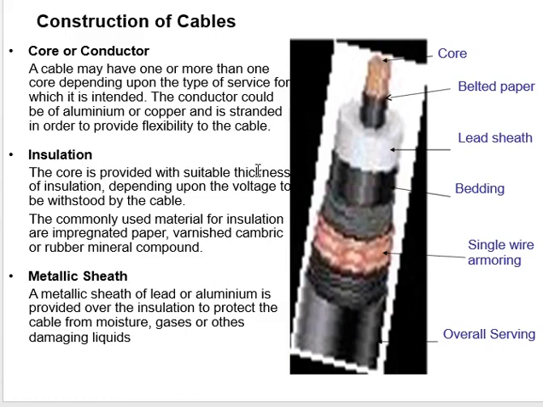Next is insulation. The core is provided with a suitable thickness of insulation. There are 5 types of insulation provided according to the voltage range. As we increase the voltage, the insulation material and types may change. Next, the metallic sheet, which is very important. A metallic sheet of lead or aluminum is provided over the insulation to protect the cable from moisture, gas and any other damaging liquid. This is an important part of an underground cable.